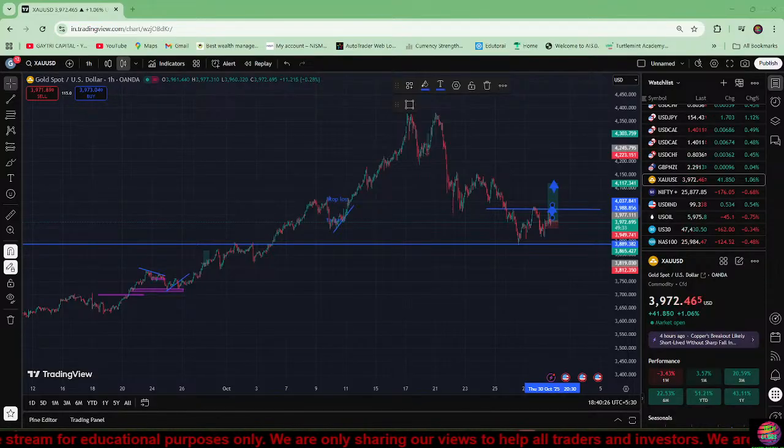And the reason why I said market structure point so many times is because it's going to lead us to our next point, which is going to be support and resistance.